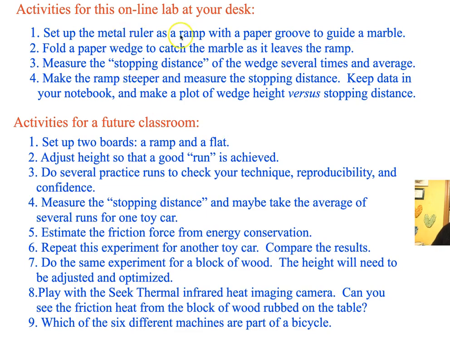So you set up the metal ruler as a ramp, and a paper groove for the marble. You fold a paper wedge, which we called the skidder. And then you measure the stopping distance of this skidder wedge several times and take an average, okay? Then you can make the ramp steeper and also measure the stopping distances, and then keep a notebook, okay? And make a plot of the wedge height versus the stopping distance, okay?